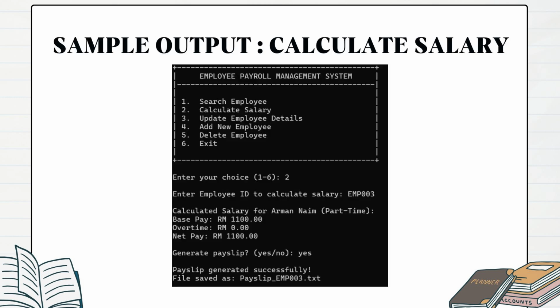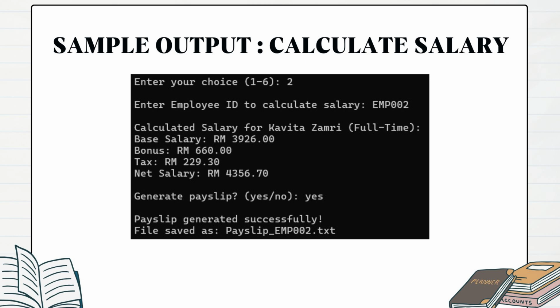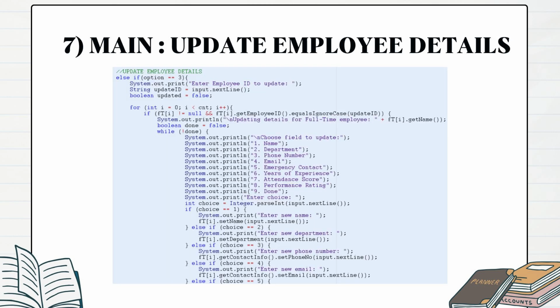This is the sample output for calculate salary. If you don't want the payslip, it just outputs the base pay, overtime, and net pay. If you want the payslip, it will generate the payslip for the employee ID and show more detail about the salary information. This is the sample output for the part-time, and this is for the full-time.